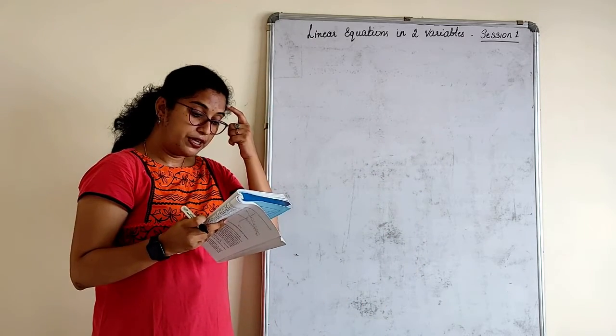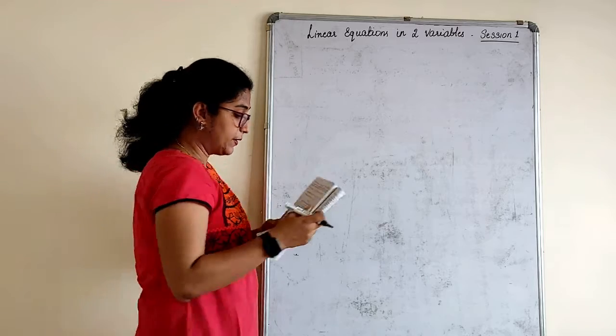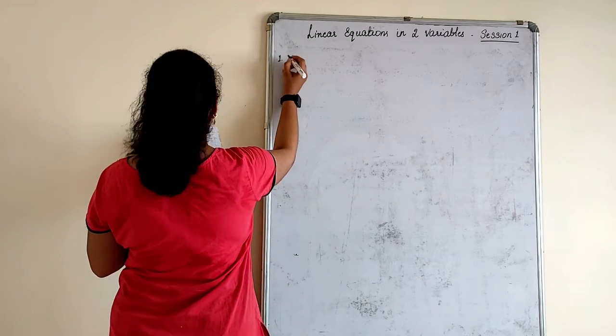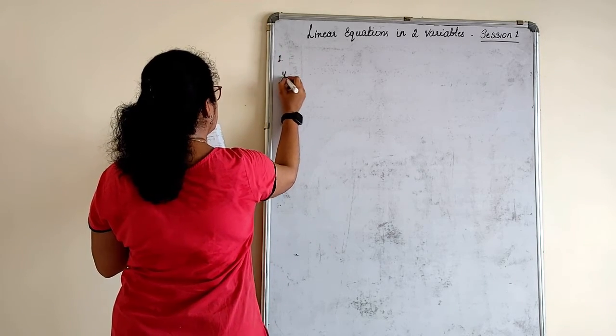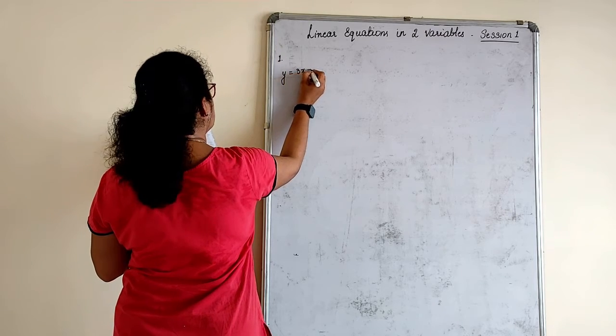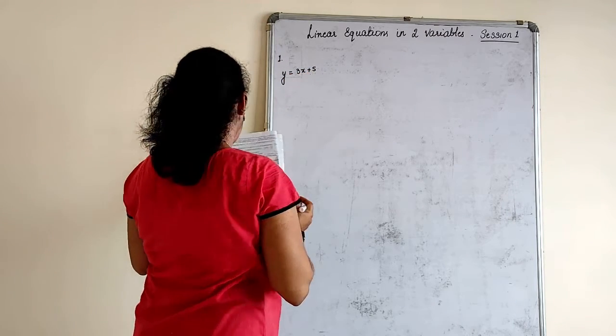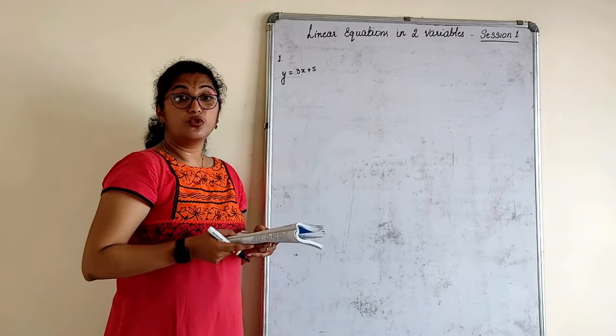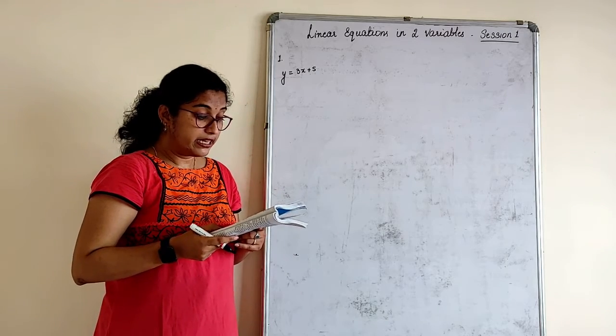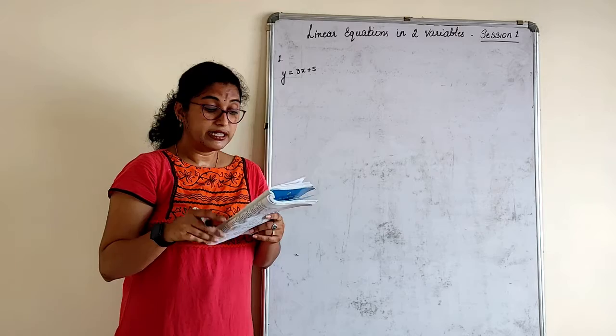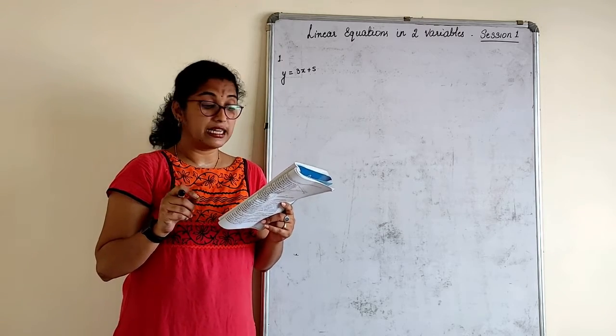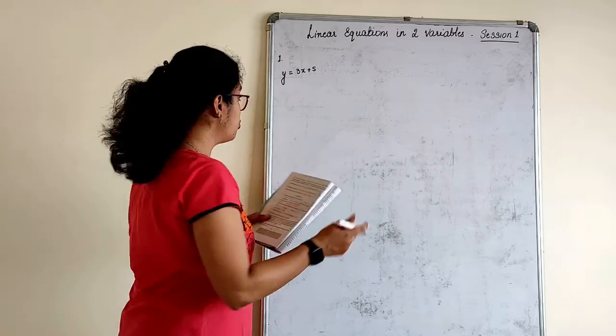Which one of the following options is true and why? The next exercise, first one, the given equation is y is equal to 3x plus 5. Which one of the statements is true for this and why? The given equation has a unique solution. It has only 2 solutions. It has infinitely many solutions.